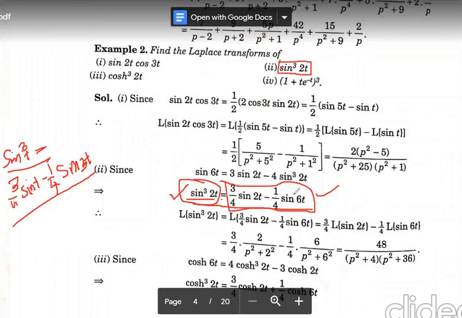Now use the Laplace transform and then the formulas: the Laplace transform of sine 2t and the Laplace transform of sine 6t. You will get the required Laplace transform of the given function, that is sine cube 2t.